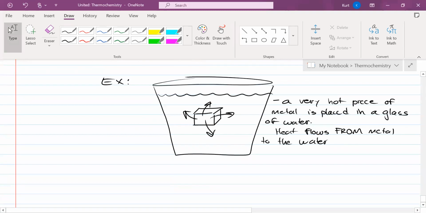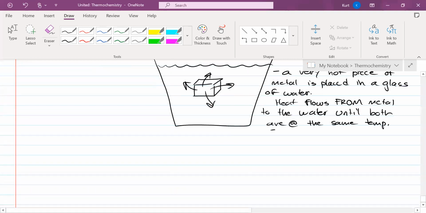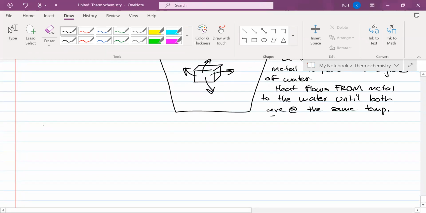As Arshan said, this will stop when both are at the same temp. This is called equilibrium or balance. If you put some ice cubes in your glass of water, the ice is going to melt and it's going to warm up the water until everything is the same temperature. All right, let's move on. Let's go to another example problem.